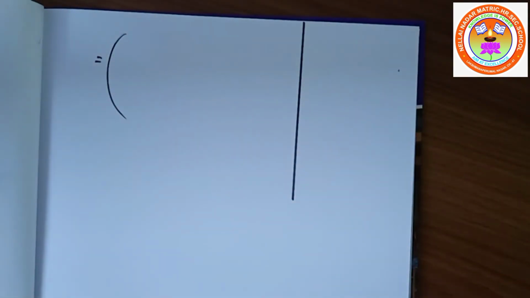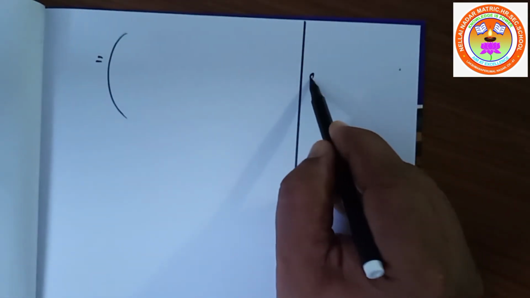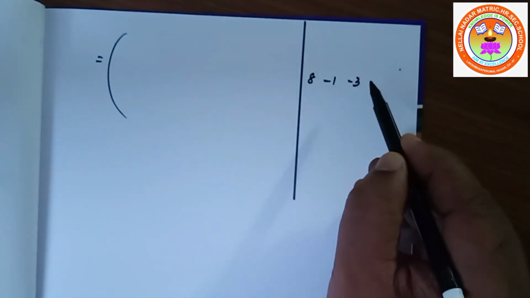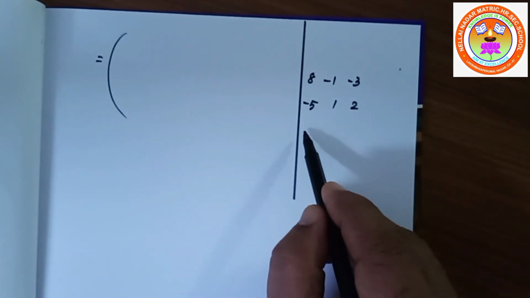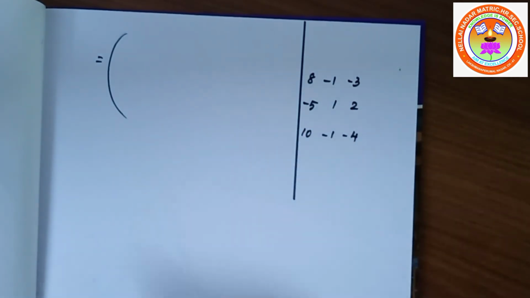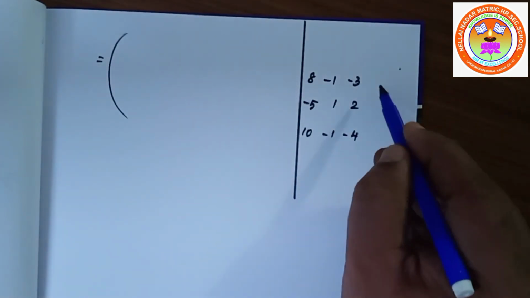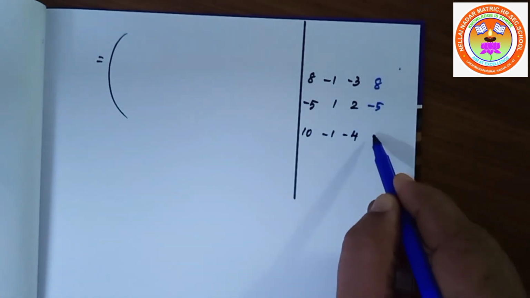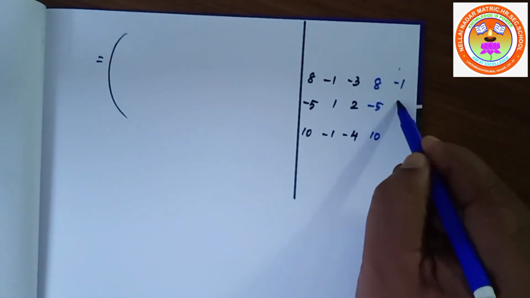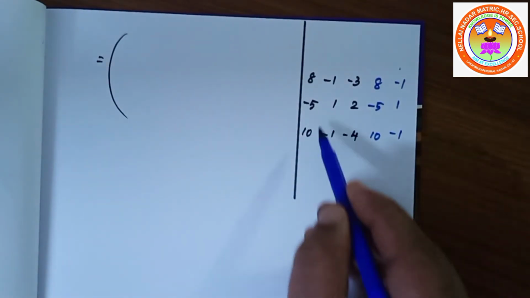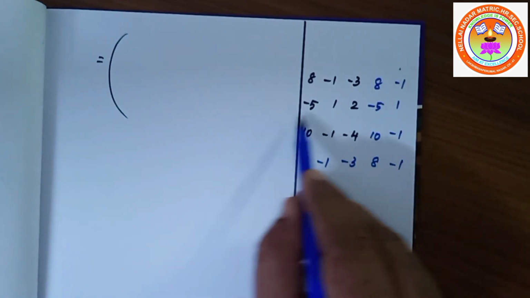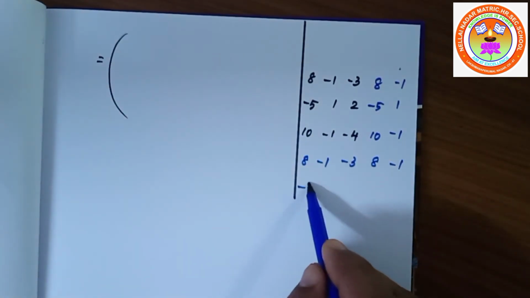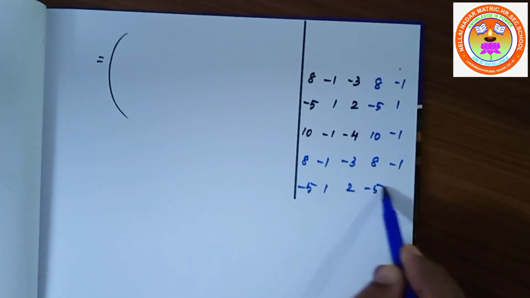X matrix is 8, minus 1, minus 3; 8, minus 1, minus 3; minus 5, 1, 2; 10, minus 1, minus 4. Then you have to write the first column and second column again. First column, that is 8, minus 5, 10, and second column is minus 1, 1, minus 1. And write the first row again, 8, minus 1, minus 3, 8, minus 1, and the second row also again, you have to write minus 5, 1, 2, minus 5, 1.